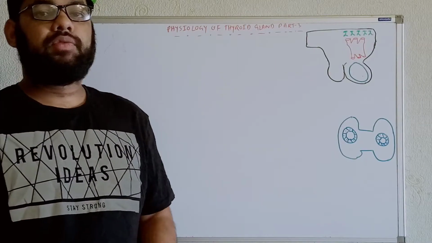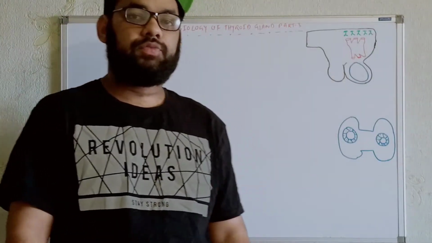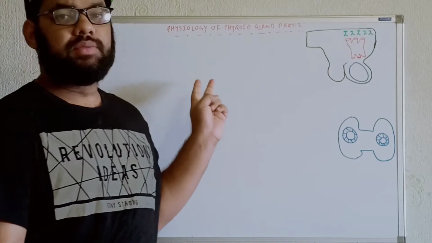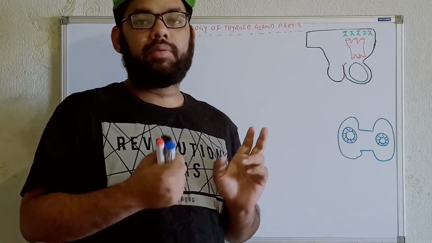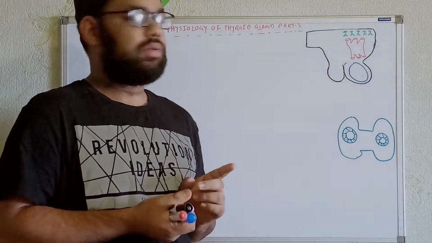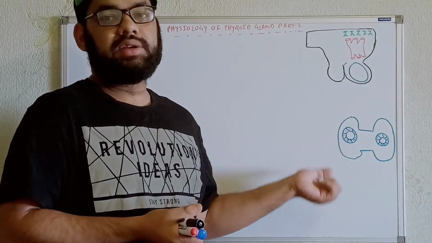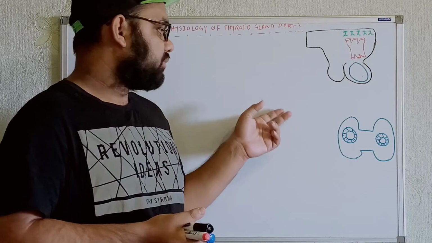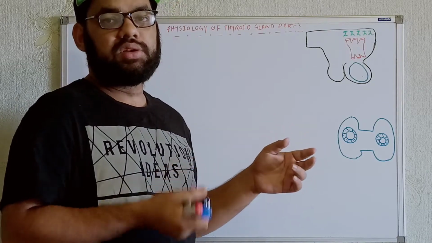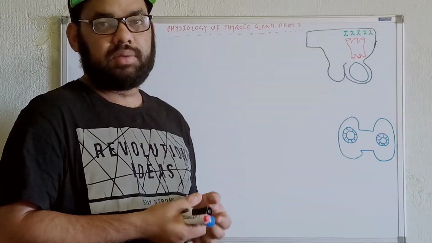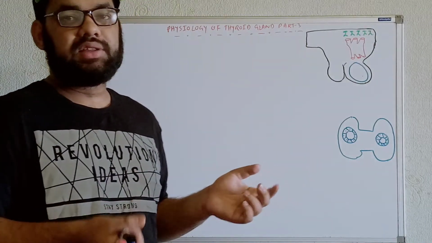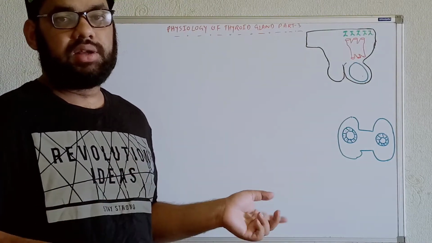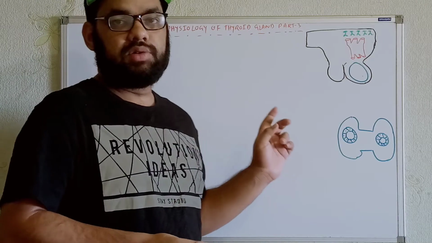Today we'll talk about the physiology of the thyroid gland, part 3. In the first two parts, I have already described how the thyroid hormone is synthesized within the thyroid gland, how it is circulated within the circulation, and how it binds with different kinds of proteins. The binding capacity and the half-life of T3 and T4, all these things I have already mentioned in the previous two videos.